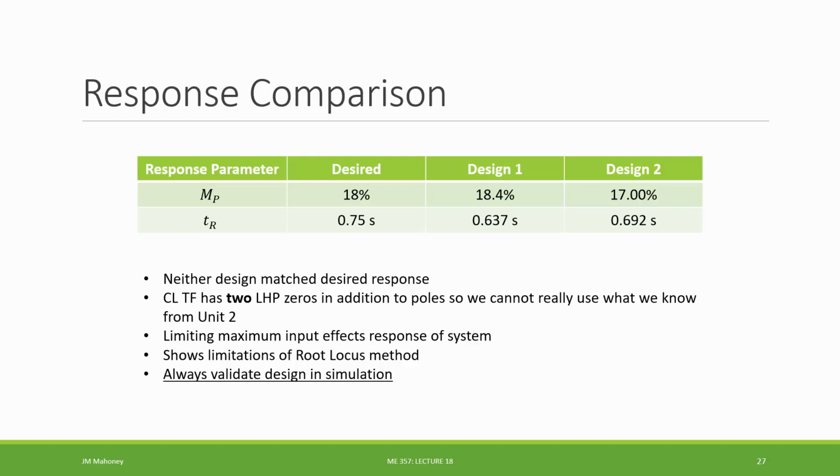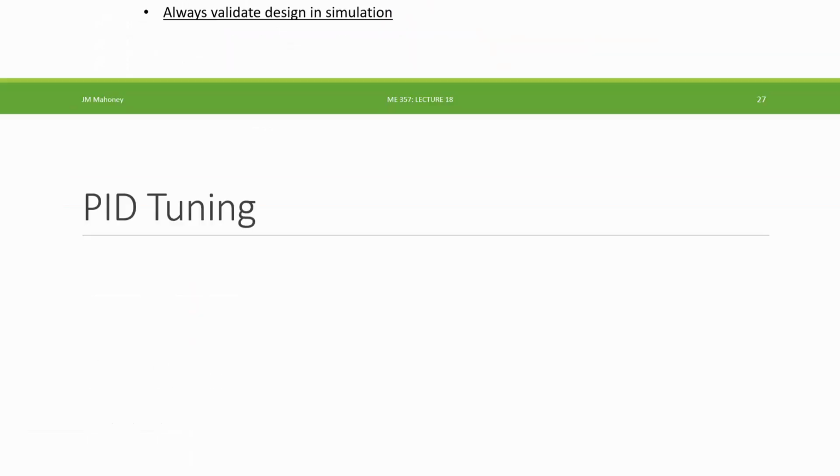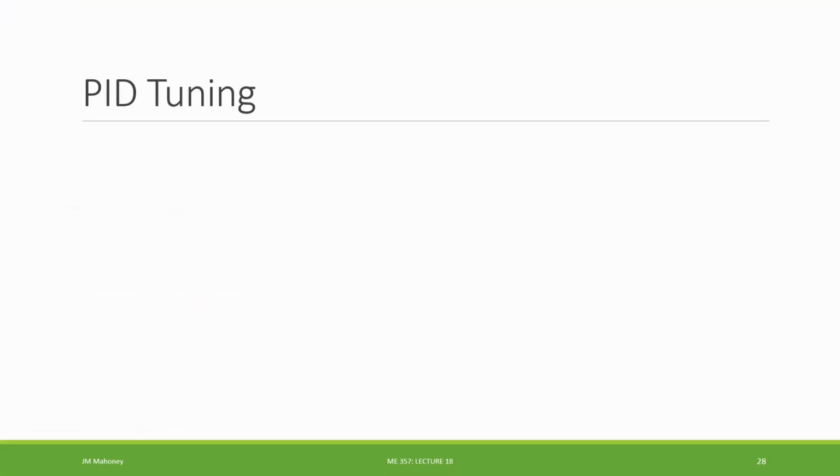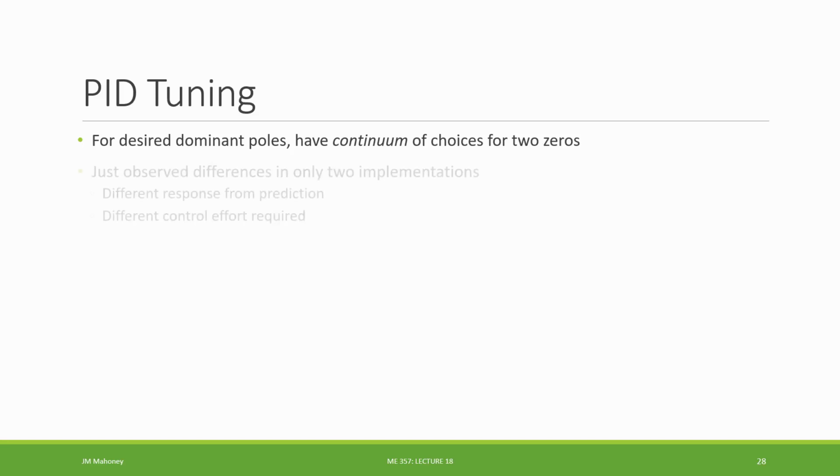So these two designs, we didn't really get the response that we wanted. So what else can we do? Well, we can do what's called PID tuning. Again, we have a continuum of choices we could have made for those zeros, which results in a continuum of choices we can make for the three gains in our PID system. And we saw that depending on what those gains were, the responses were a little bit different in terms of max overshoot and rise time, but also peak time, settling time, other things we might be interested in. And ultimately, there are different control efforts required depending on what the gains are that we chose.